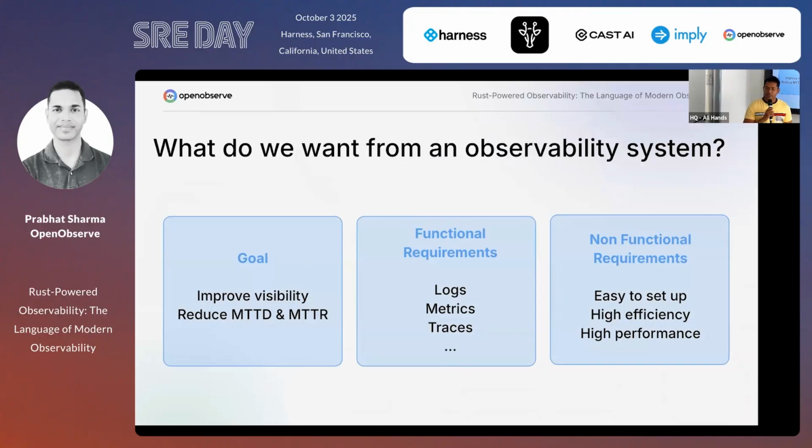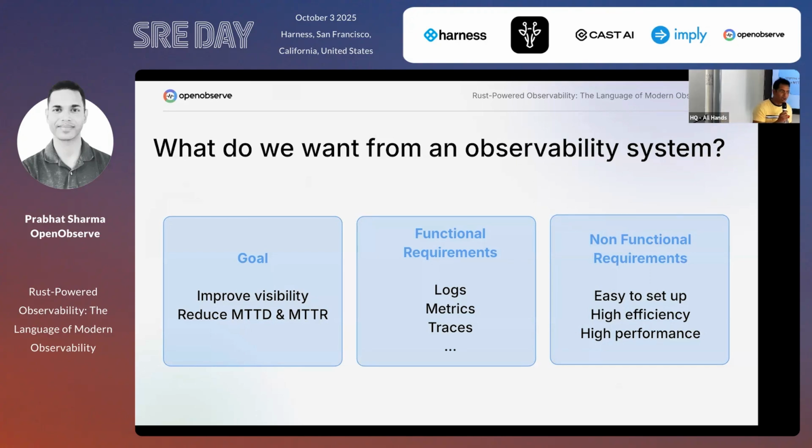First things first, let's go to the very basics. What's the goal? What do we want from an observability system? Improve visibility and reduce MTTD and MTTR. This is our goal. How do we do it? By looking at logs, metrics, traces, a couple of profiles, real user monitoring, and more.